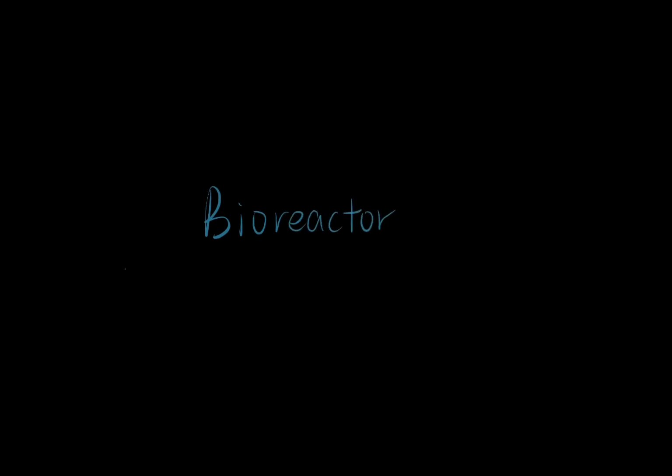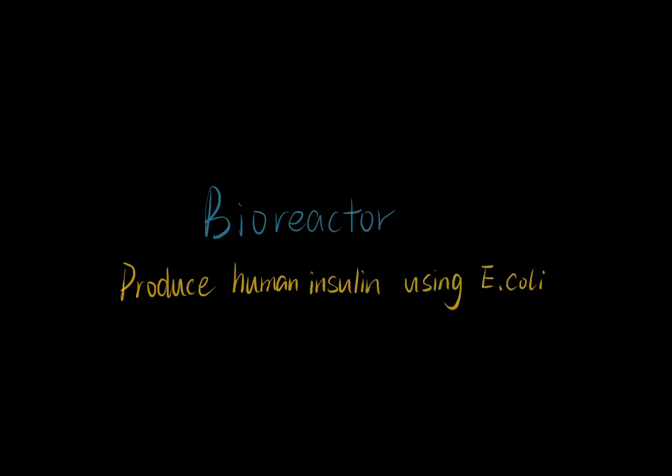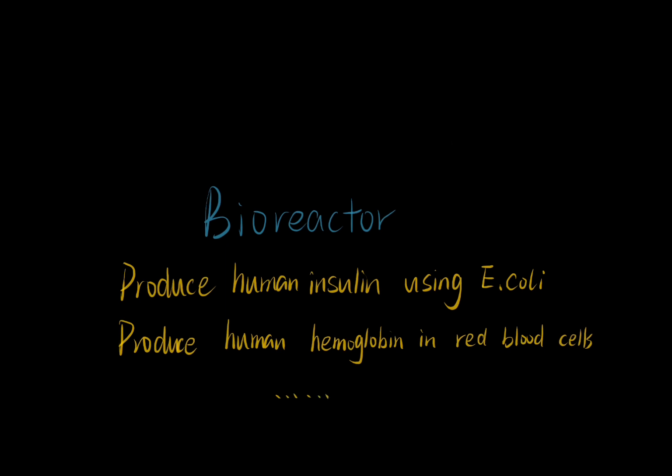This specific way of producing proteins is called a bioreactor, meaning that we can produce proteins and get them from animals' external secretions. For example, we can produce human insulin using E. coli while produce human hemoglobin in red blood cells.